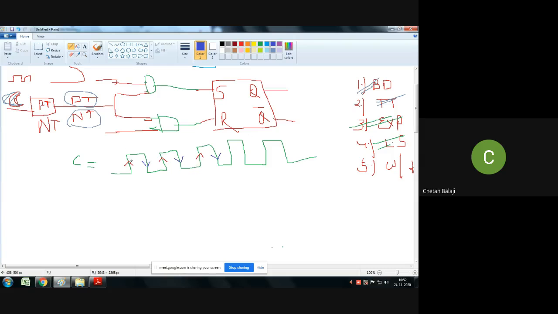This is the positive edge trigger. Wherein this is the negative edge trigger. So you write a clock pulse.